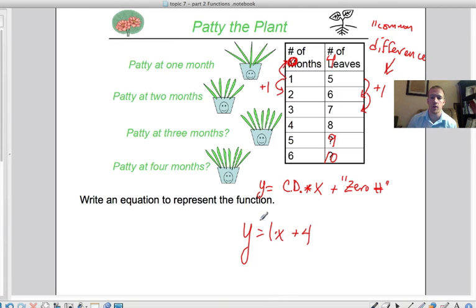Alright, there's our function. Test it, make sure that it works. If we plug in a 1, 1 times 1 is 1, plus 4 is 5. Let's try another one, 4 here. Plug in a 4. 1 times 4 is 4, plus 4 is 8, so it works. Now we could find, 200 months later, how many leaves it has, theoretically.